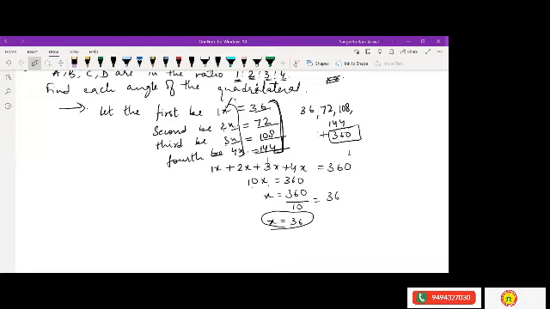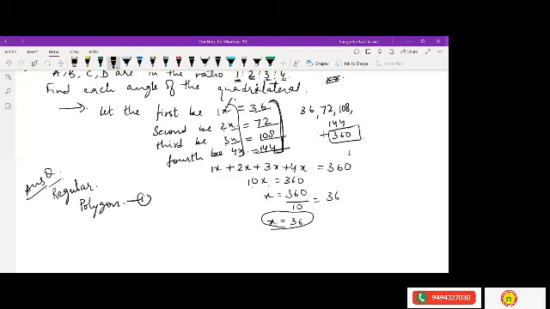Okay, Gagan. The question is: the interior angle of a regular polygon is 156. Find the number of sides of the polygon. First thing, it is given to us that the polygon is a regular polygon. We have to keep this in mind.